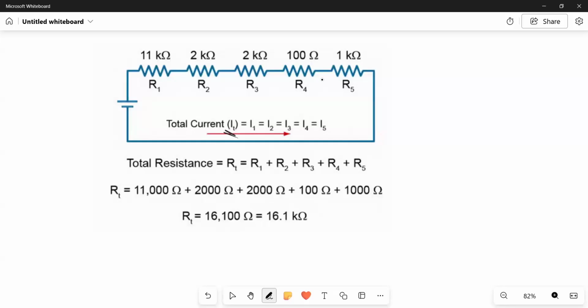When resistors are in series, you simply add them up, as you see here. The total resistance of this circuit is 16,100 ohms. So when resistors are in series, the total resistance is formed by just adding them up arithmetically, like you would add a set of numbers. We got it?